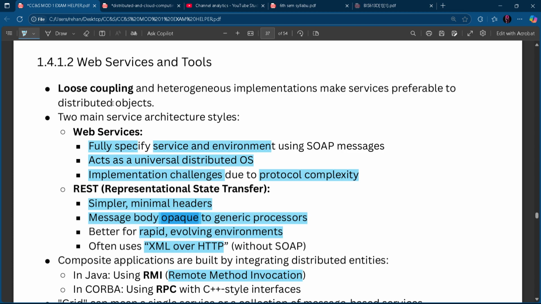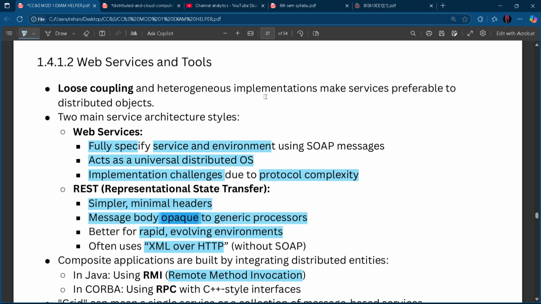Web services and tools. Web services are loosely coupled, and heterogeneous implementations make services preferable to distributed objects. There are two types: one is web services and another is REST. Web services fully specify the service and environment using SOAP messages. It acts as a distributed OS, like one universal distributed OS, one OS for everything. It is challenging to implement this service due to protocol complexity, because it has many protocols.